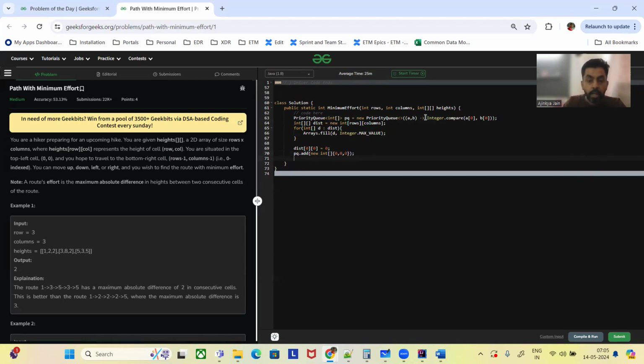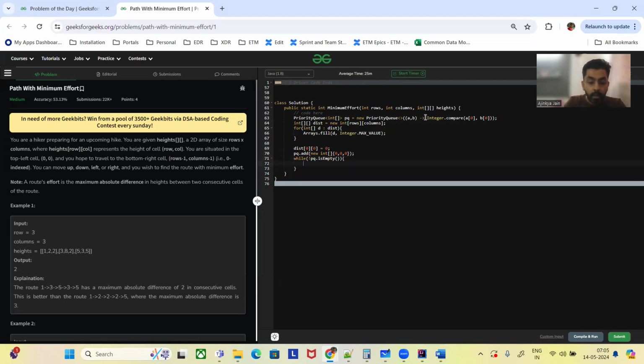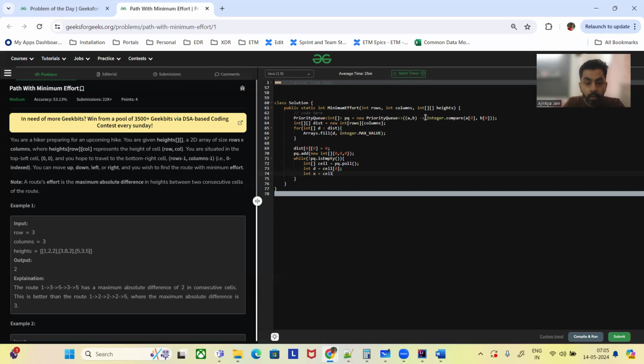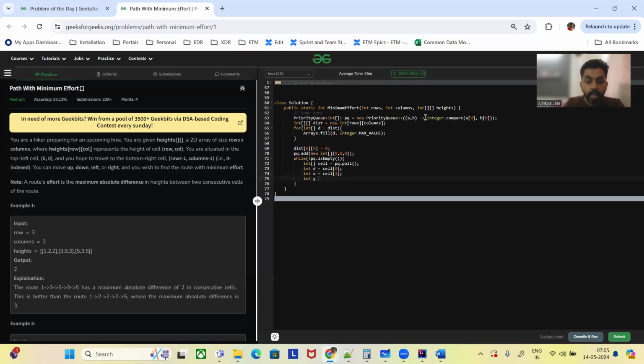Then we're going to run a while loop: while pq is not empty. Now we are going to pop out the first one, pq.poll. We are going to have, for example, cell, and d, the distance, is cell of 0, and we are also going to capture the coordinates: x equal to cell of 1, y equal to cell of 2.